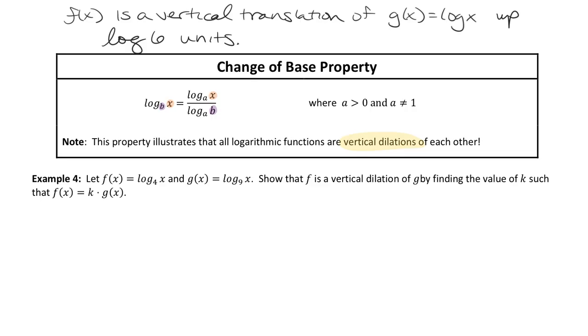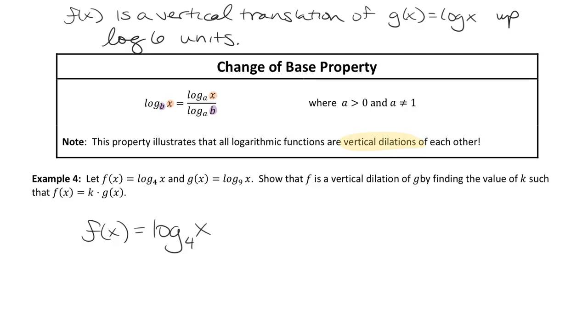We're going to let f of x be log base 4 of x, and we're going to let g of x be log base 9 of x. We're going to show that this function f of x is a vertical dilation of g by finding the value of k such that I can multiply g by k and have f. Stay with me. So let's write down f of x. F of x is currently equal to log base 4 of x. But I want this to have a base of 9.